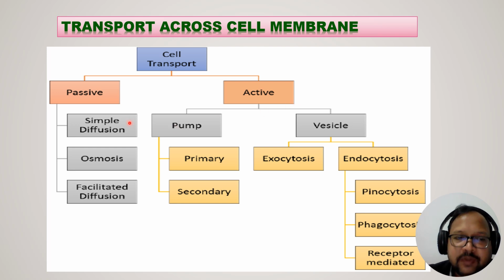Passive transport can be further divided into three types: simple diffusion, osmosis, and facilitated diffusion. Active transport can be divided into transport via pumps, which are also two types: primary active transport and secondary active transport. If the substance is transported via vesicles, it can be divided into two types: exocytosis and endocytosis. Endocytosis is further divided into pinocytosis, phagocytosis, and receptor-mediated transport.